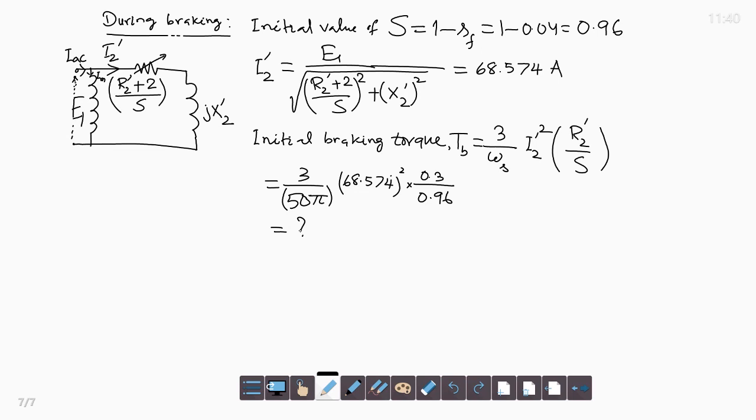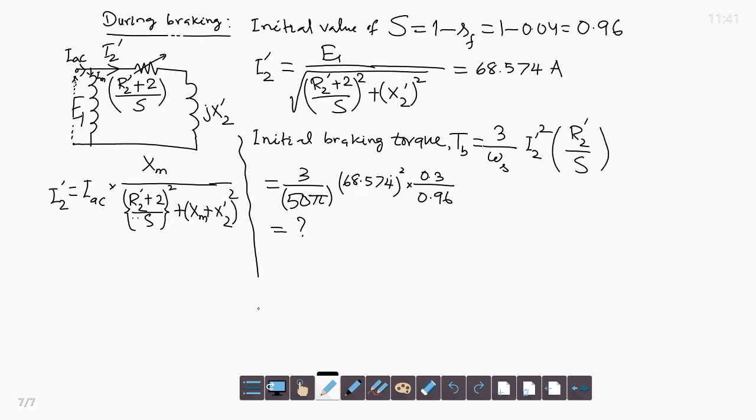Then in this equivalent circuit, you see I2 dash is input current ISC into, as per the current division principle in the parallel circuit. Here by mistake the square root sign in the denominator is missing, square root sign must be there. IAC is the equivalent current. So, what is IAC? Equivalent stator AC current, alternating current at the time of braking.